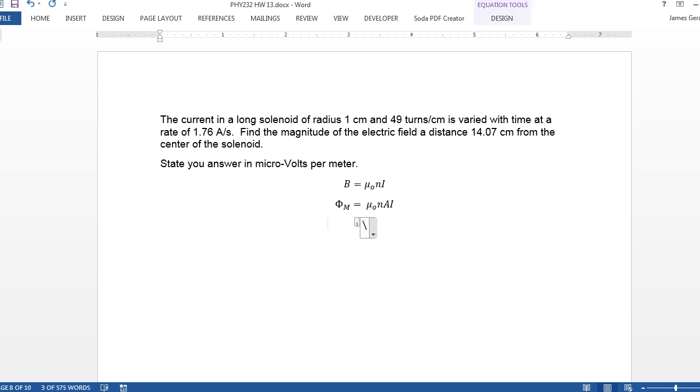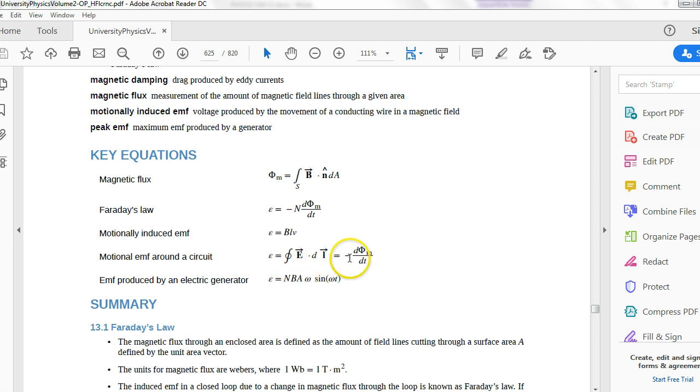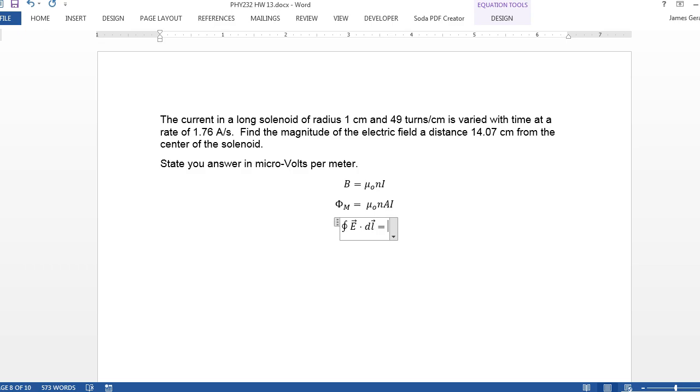And we know that the electric field, remember from our review of the chapter, the integral of E dot dl is minus d phi dt. And so we can get to that really quick, right? Minus mu naught n A dI dt.